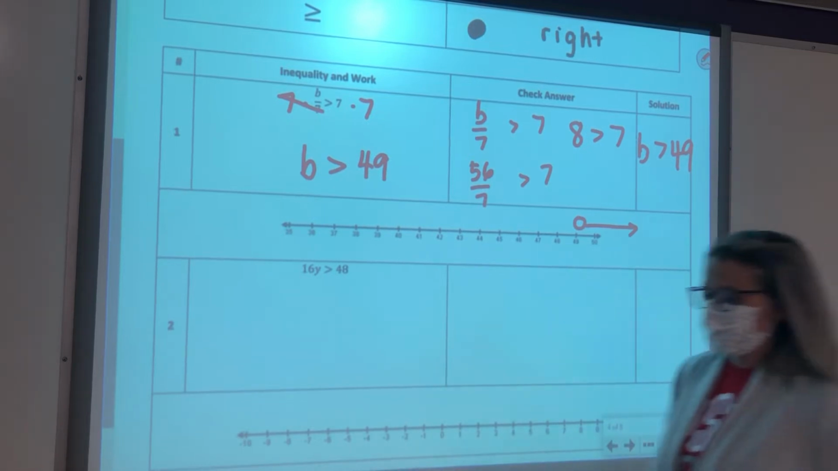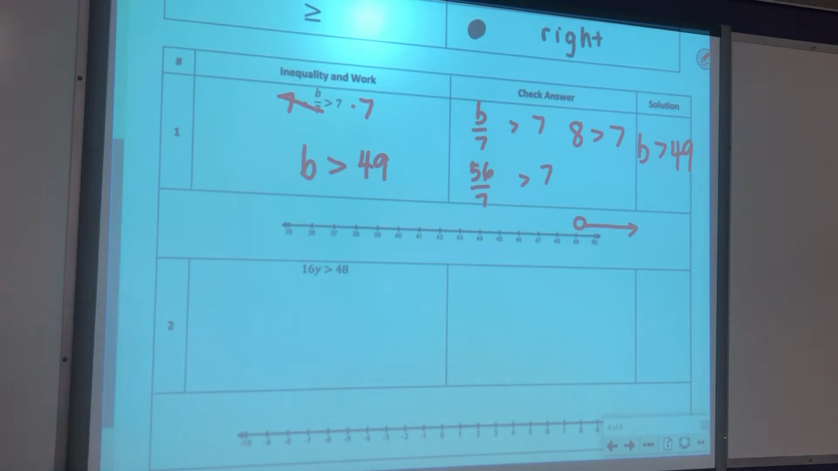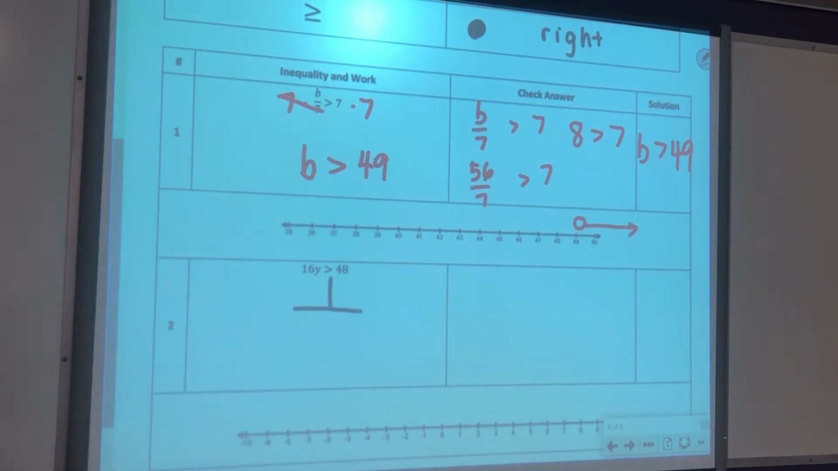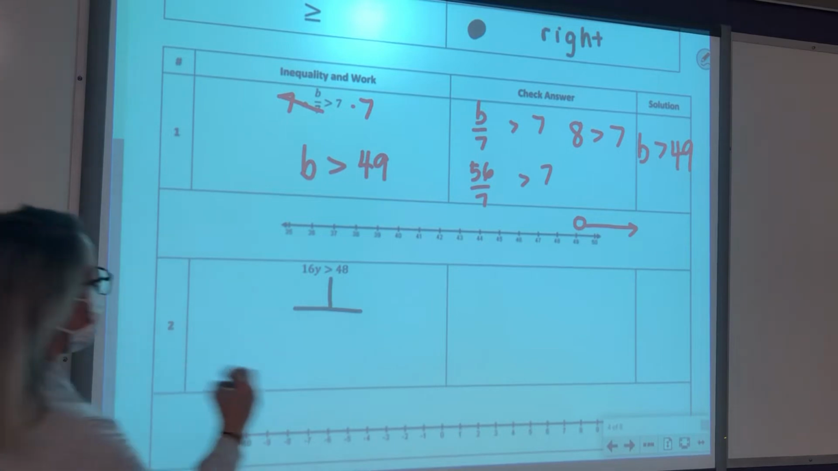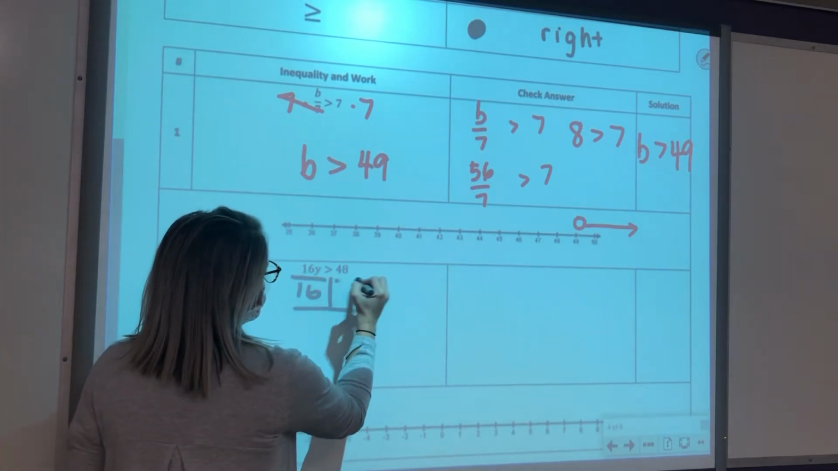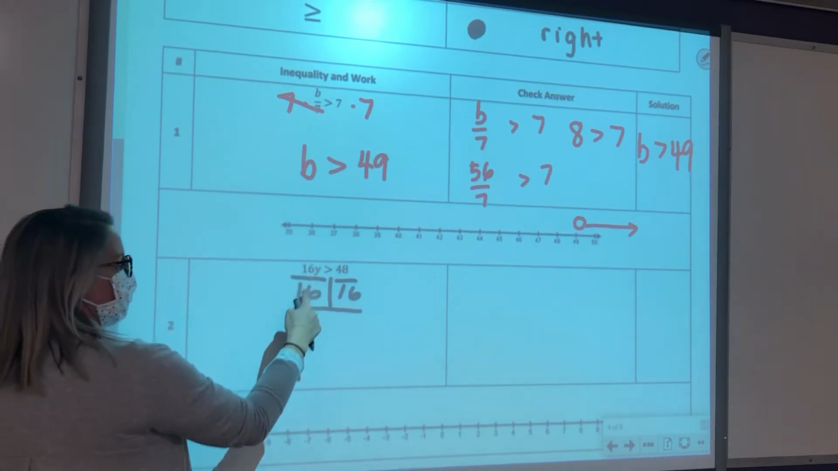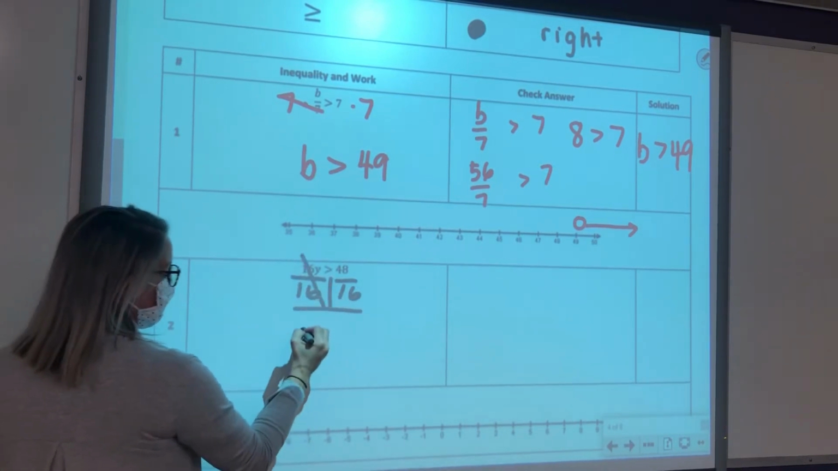Right, number 2, what do you see? 16 times y is greater than 48. Okay? So in this situation, if 16 is being multiplied by y, how do we undo multiplying by y? Divide by 16. We can't divide by y, it's not going to get us anywhere. 16 divided by 16 cancels out.